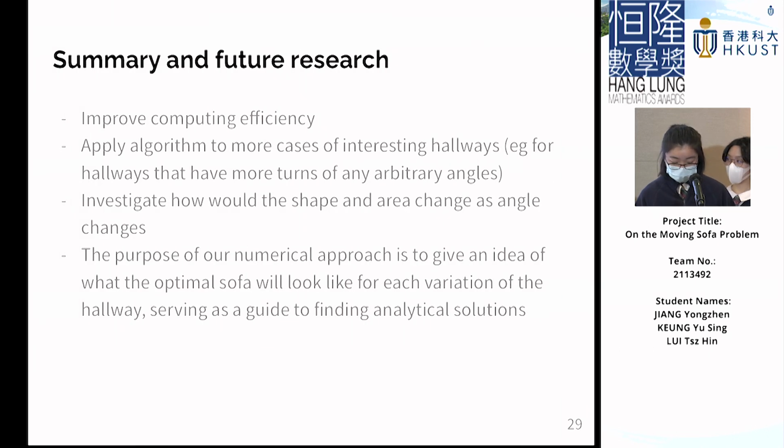For our summary and future research, we definitely should improve the computing efficiency. We can also apply this algorithm to more cases of interesting hallways, like hallways with more turns or arbitrary angles. We can also investigate how the shape and area of the sofa would change with the degree of the hallway. Now, the purpose of our numerical method is just to provide an image of what the optimal sofa would look like, which will then serve as a base or foundation for our analytical methods.